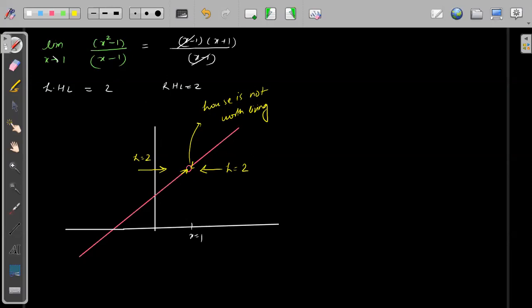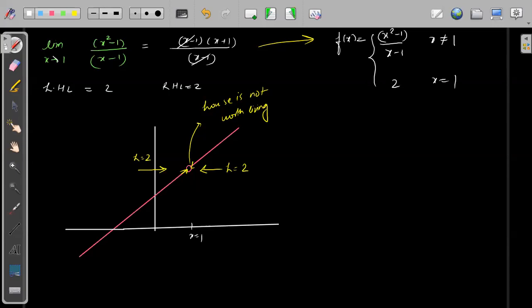Understood? Now suppose it was defined at this point. Now I will redefine this function, very cleverly. So the function f of x is equal to x square minus 1 upon x minus 1 when x is not equal to 1, and is equal to 2 when x is equal to 1.